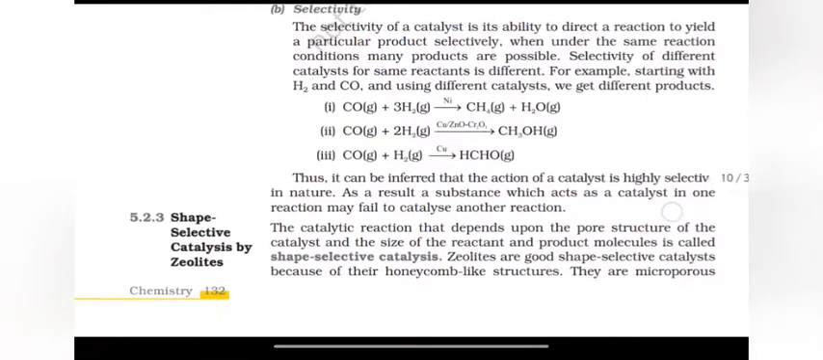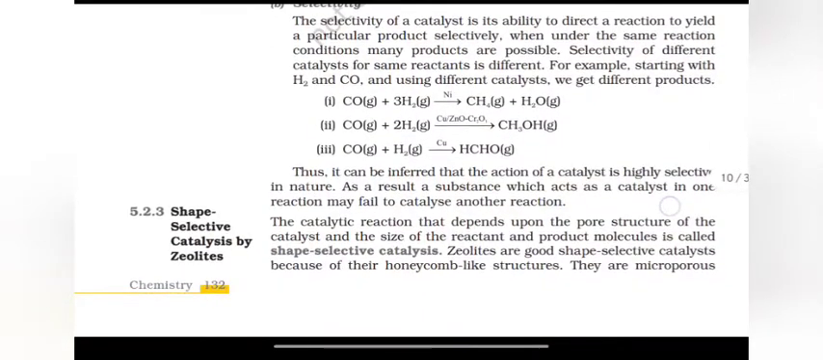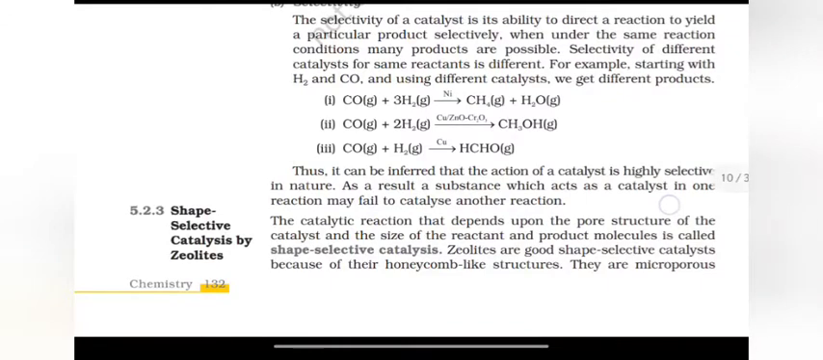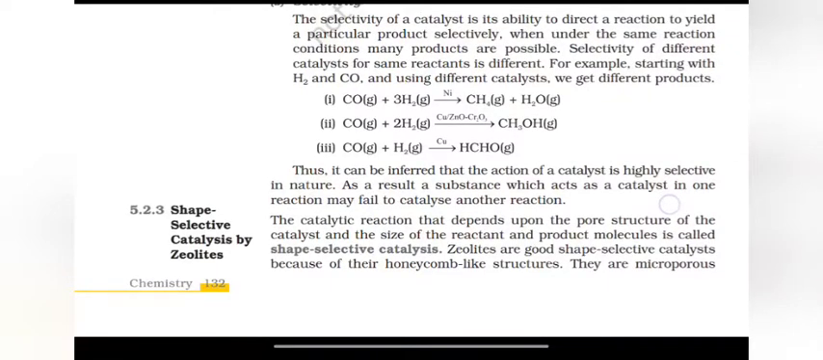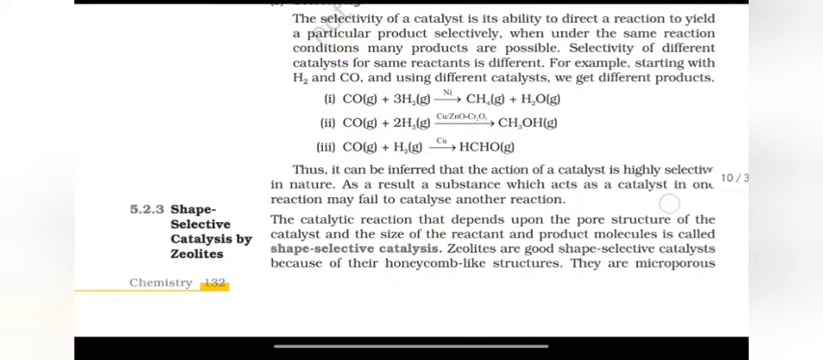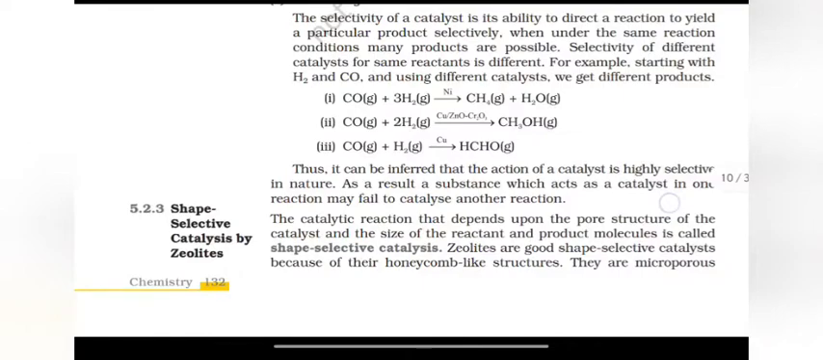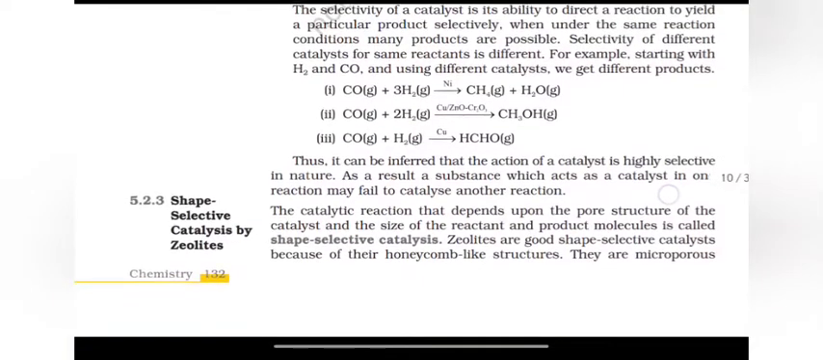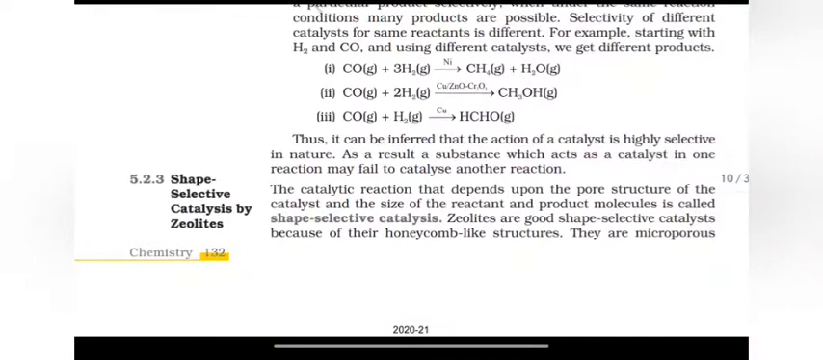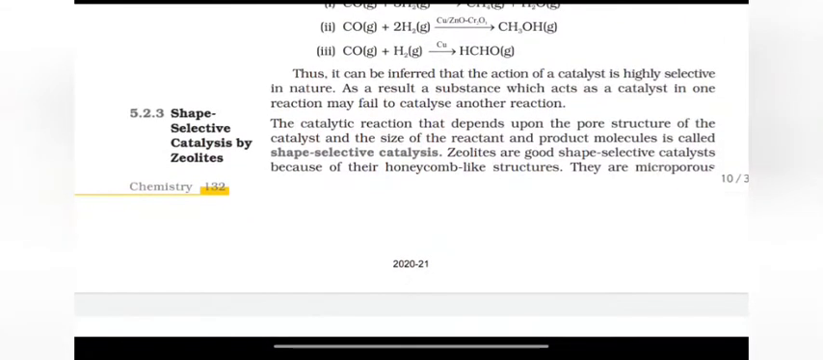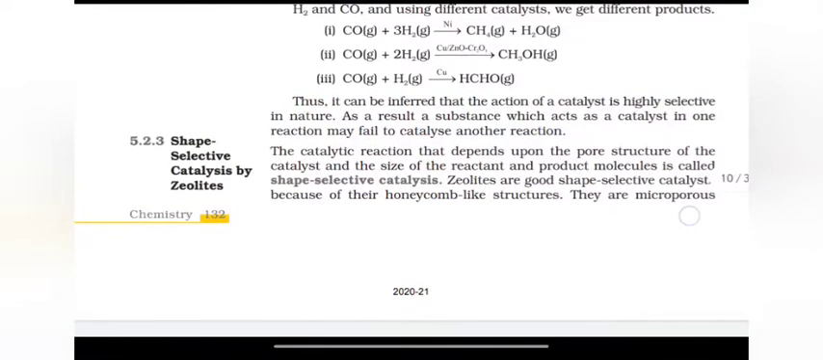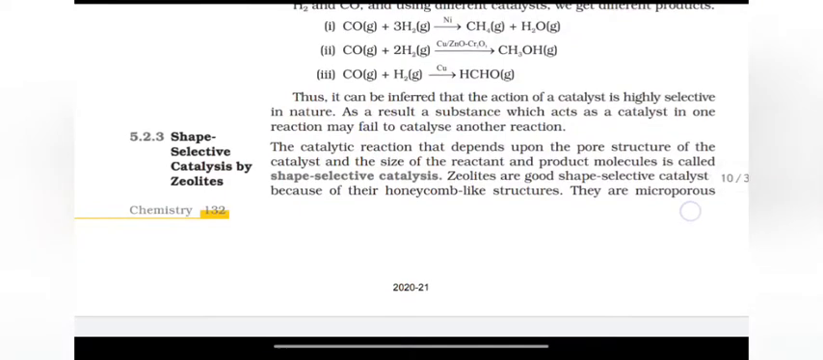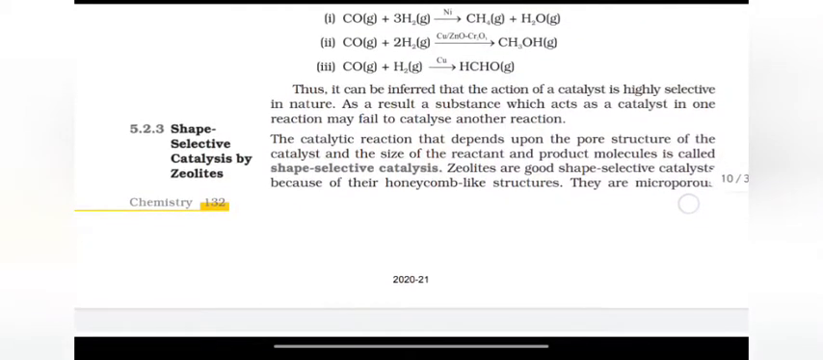Selectivity. The selectivity of a catalyst is the ability to direct a reaction to yield a particular product selectively, when under the same reaction conditions many products are possible. Selectivity of different catalysts for the same reactants is different. For example, starting with H2 and CO and using different catalysts, we get different products. Thus, it can be inferred that the action of a catalyst is highly selective in nature. As a result, a substance which acts as a catalyst in one reaction may fail to catalyze another reaction.